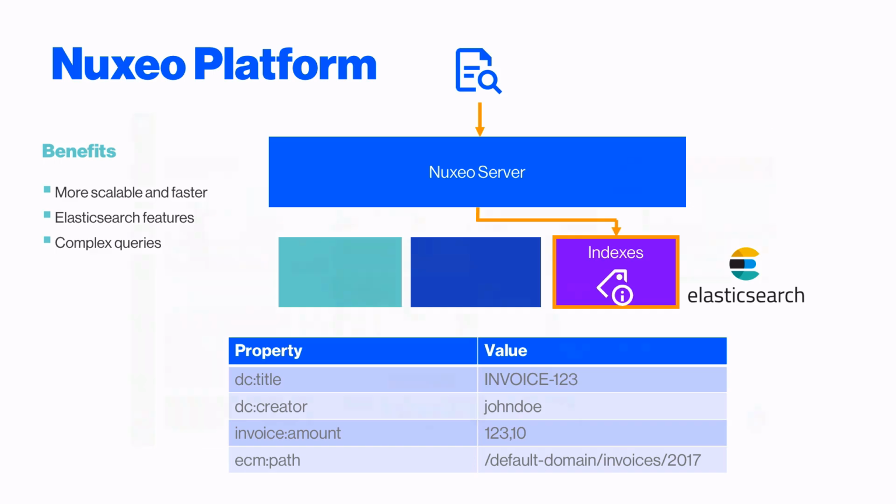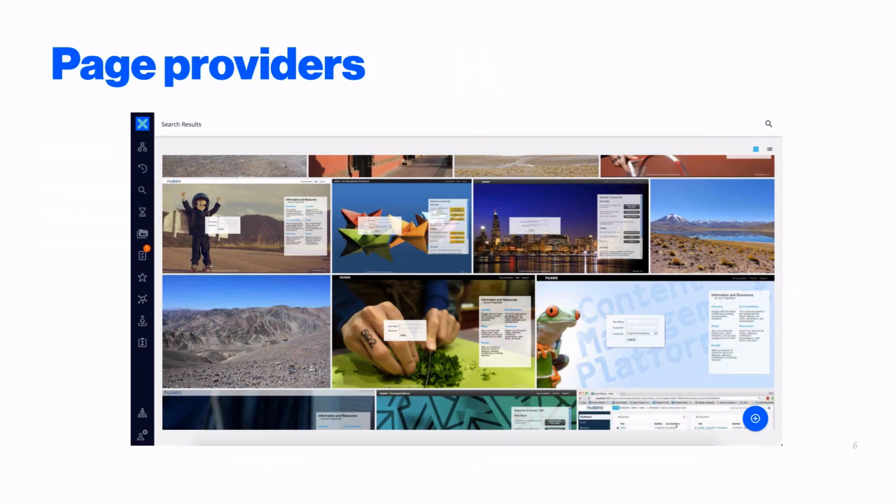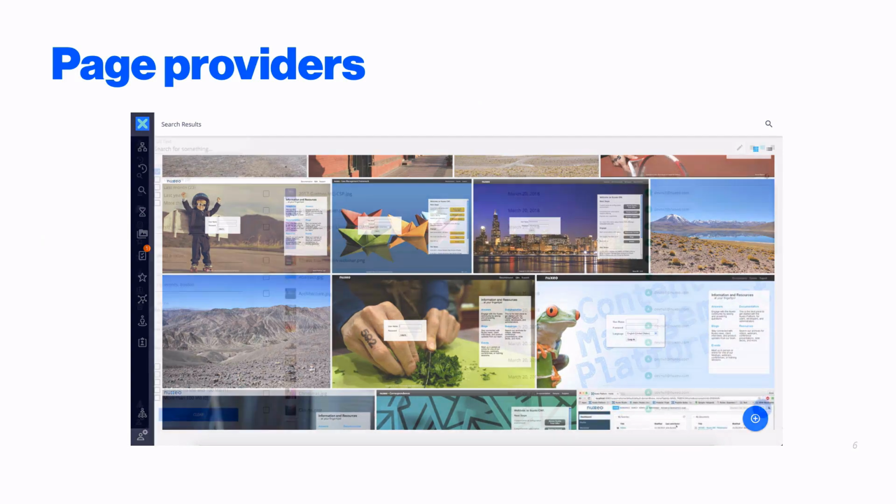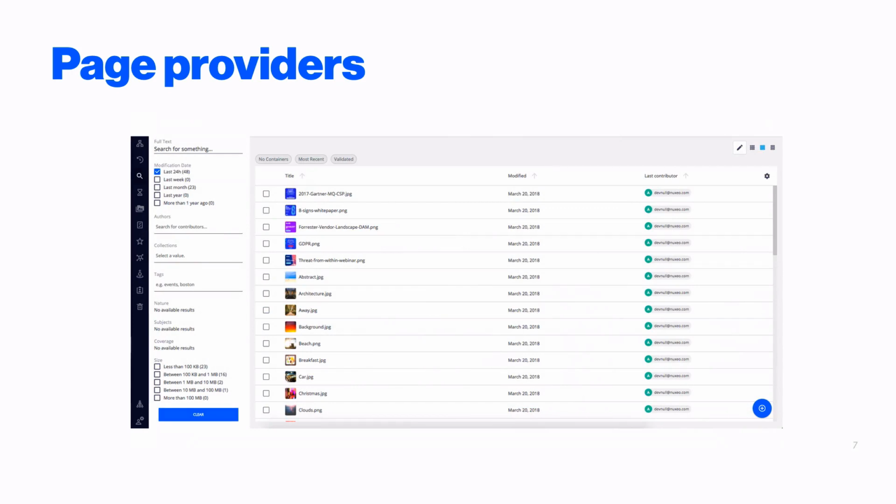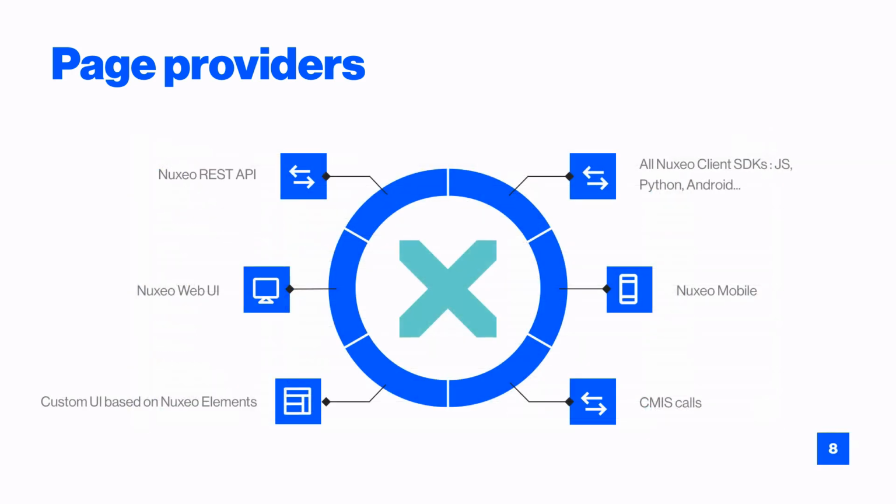If you want to configure a search in Nuxeo, first you'll have to create a page provider. A page provider is an object that allows you to retrieve items with pagination facilities. They aren't linked to any interface, so you can use them across Nuxeo Web UI, REST API calls, or any Nuxeo client.